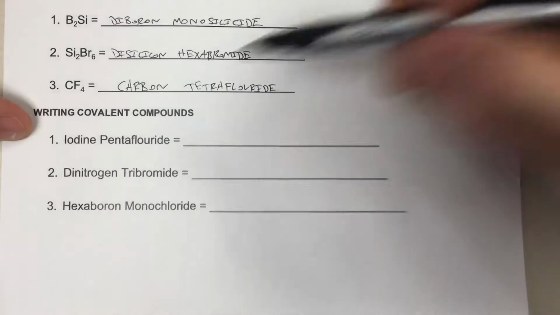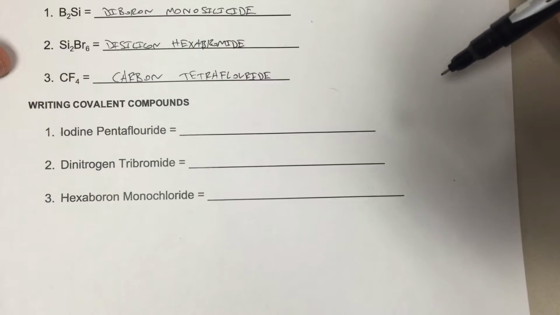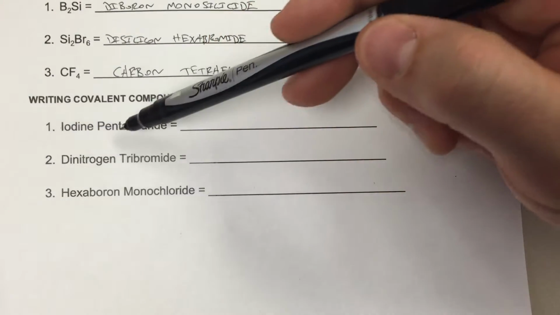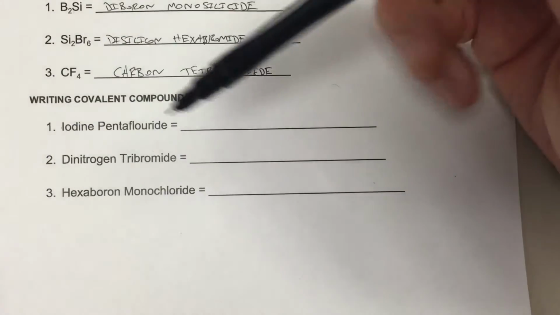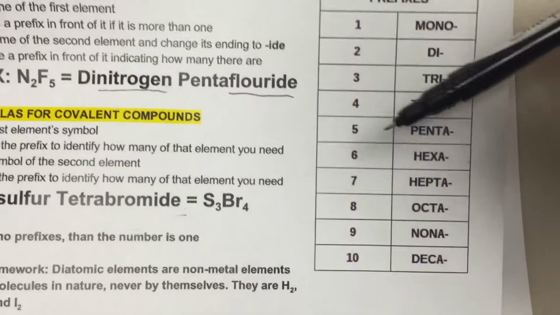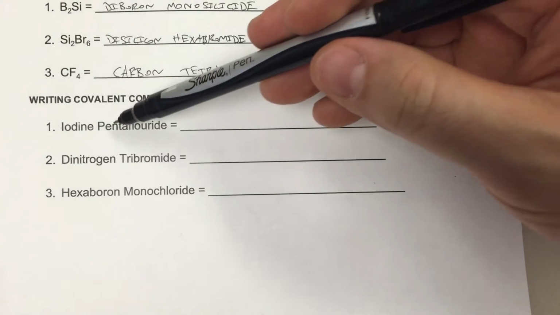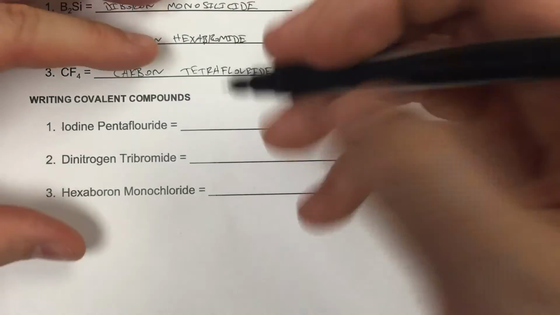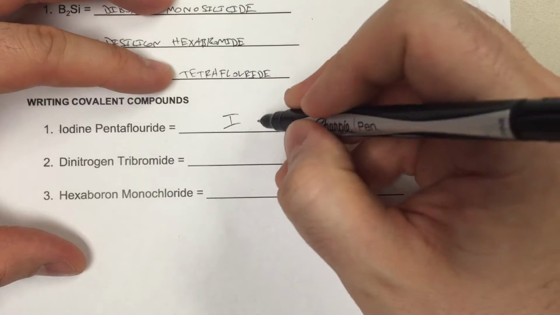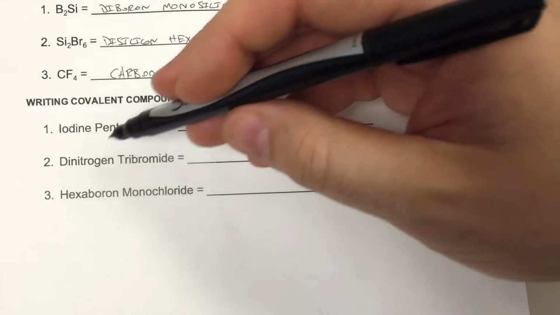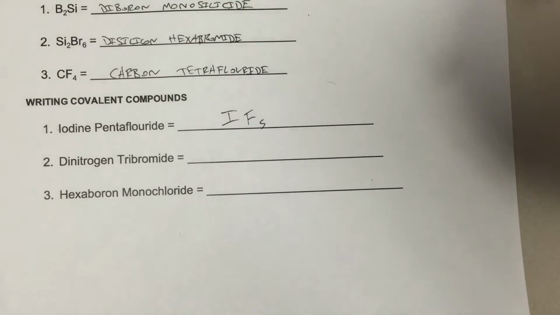Here's the last few. Writing the formulas for covalent compounds. If there is no prefix, that means that there's one, but if there is a prefix, find out what it is. For example, I have 1 iodine, there's no prefix. Penta is the prefix for 5, so therefore I must have 5 of these guys. Fluoride means fluorine, so this is going to be iodine, IF5. And again, I only know those because I looked at my periodic table, the symbols.